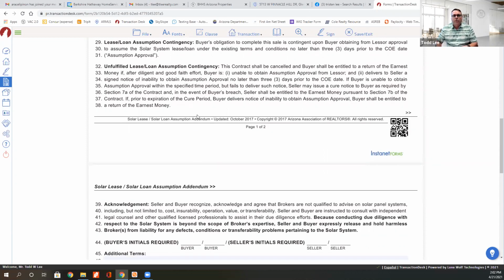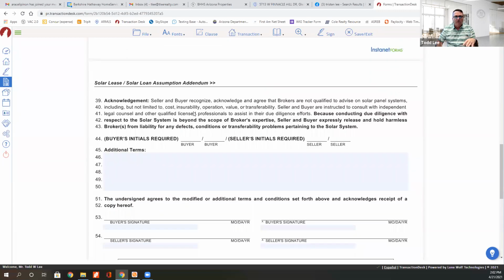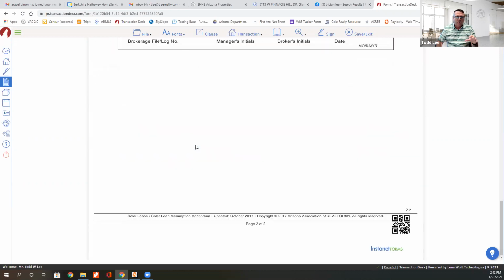All right, so we go through the unfulfilled lease assumption contingency. The contract shall be canceled and earnest money returned to the buyer if they cannot get qualified for the solar lease. Buyer and seller acknowledge and agree that the brokers are not qualified to advise on solar panels. Boy, is that an understatement. Because conducting due diligence with respect to the solar system is beyond our scope, buyer and seller are holding us harmless. So that just kind of goes through that.